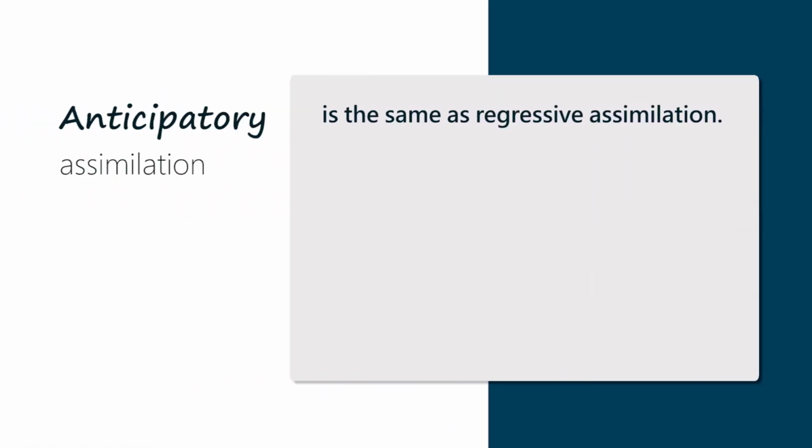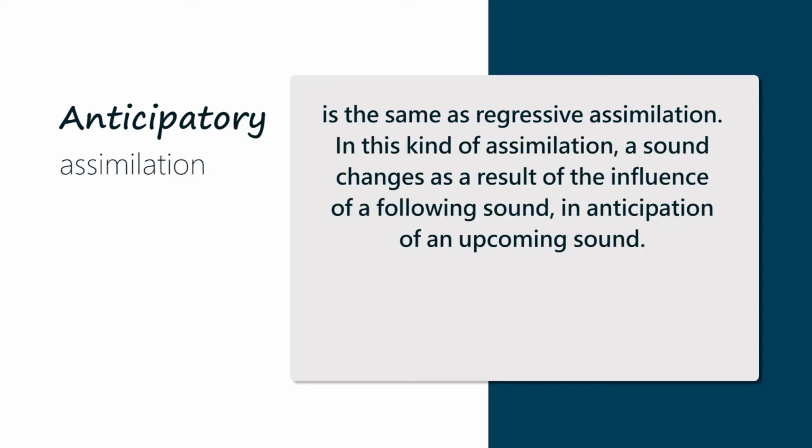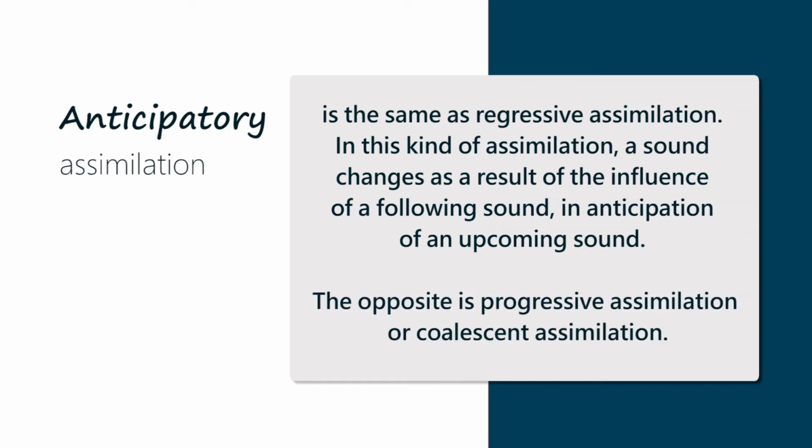Anticipatory assimilation is actually a different term for regressive assimilation. So when you have regressive assimilation, it means there is a sound that is affected by its following sound. So the source of influence is the following sound and it flows backward. That's why it's called regressive. If it was the other direction, it would be progressive.